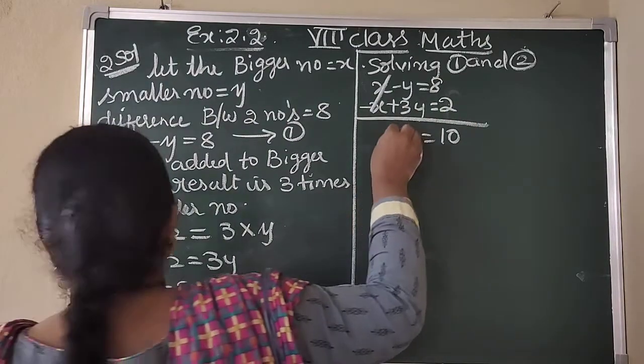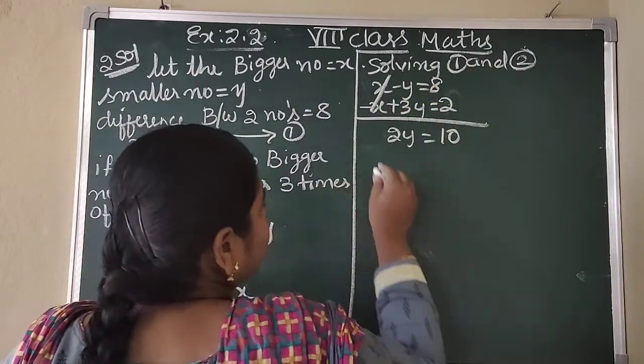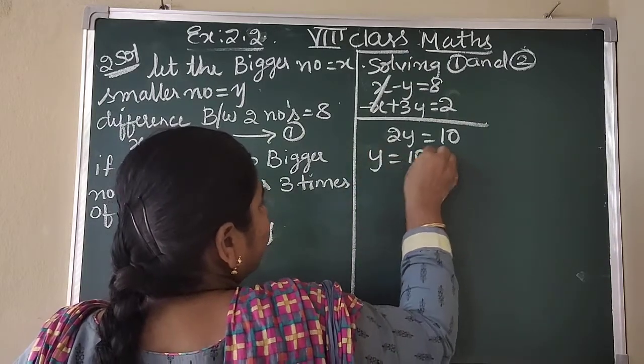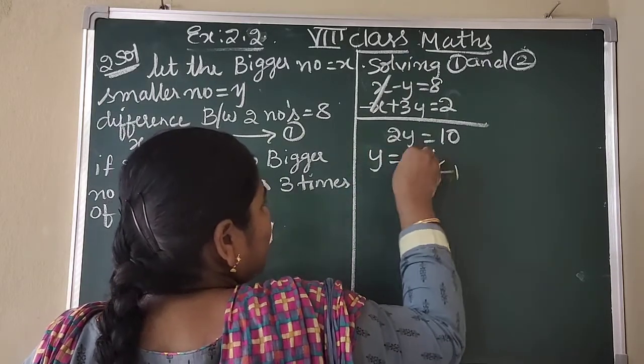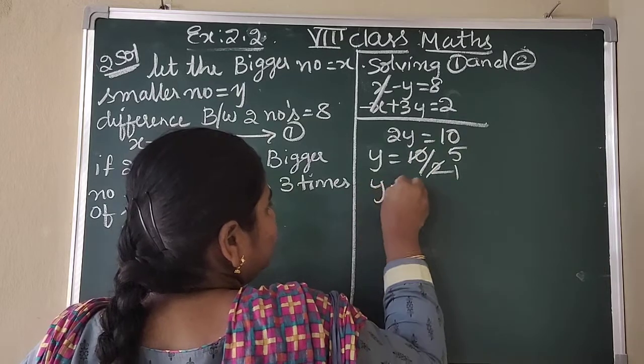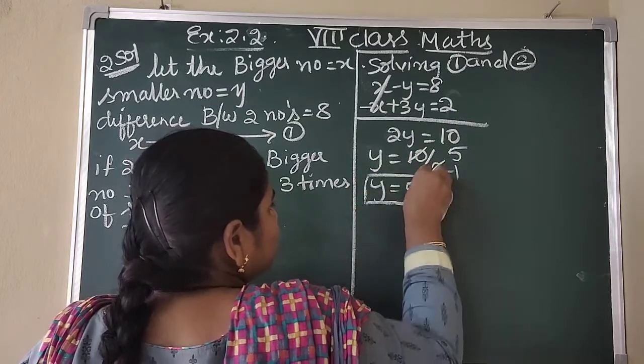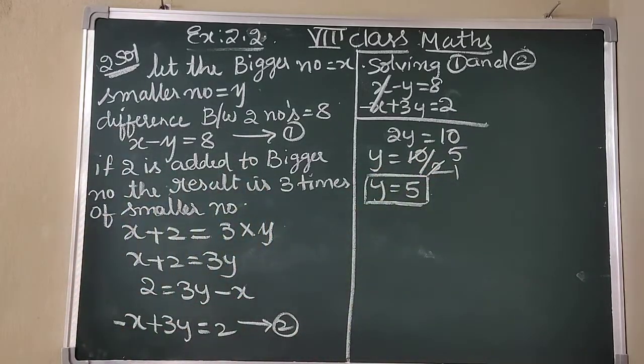Okay. So if you transpose this 2 to the other side, that will be converted to division. So y is equal to 10 by 2. 2 ones are 2, 2 fives are 10. So what is the y value now? 5. So we have to find the x value now.